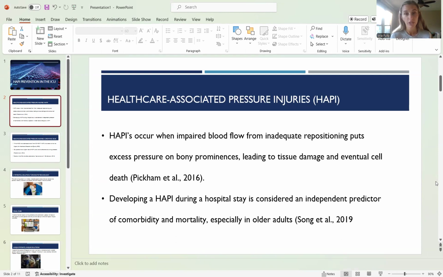We see vasopressor support often. People on vasopressor support often have poor perfusion, or poor blood flow. So, this is another predictor of HAPIs, and the medical ICU definitely sees a lot of these.